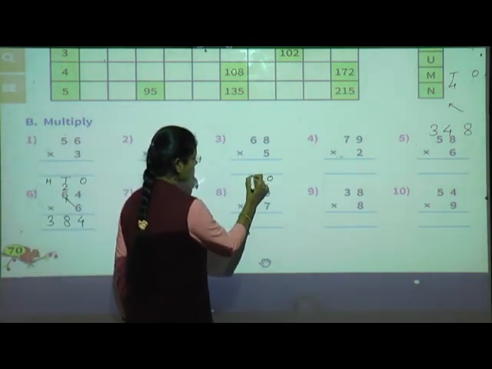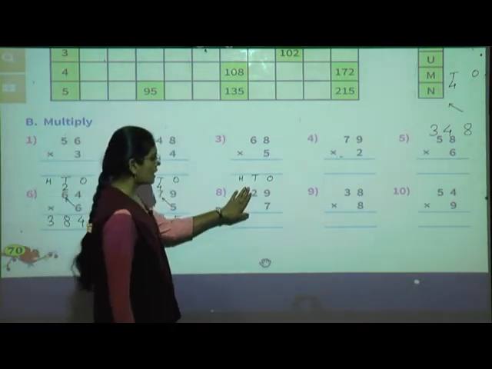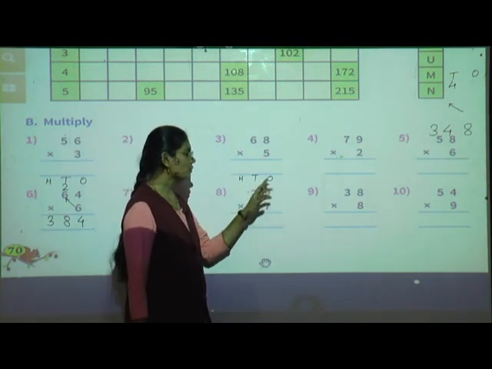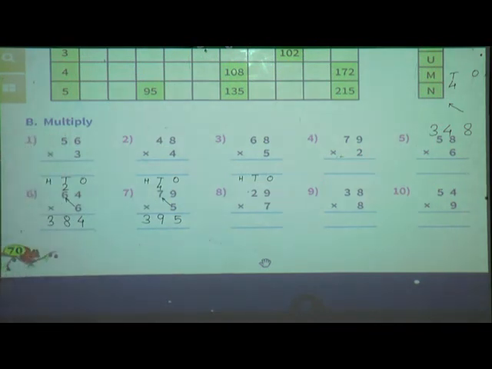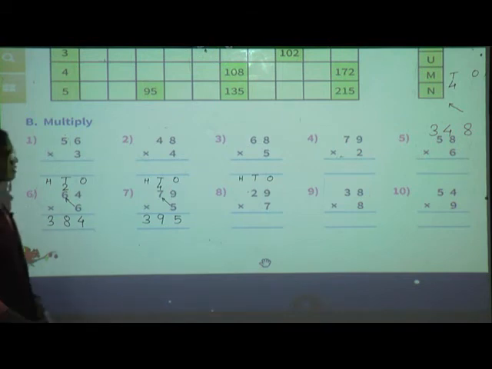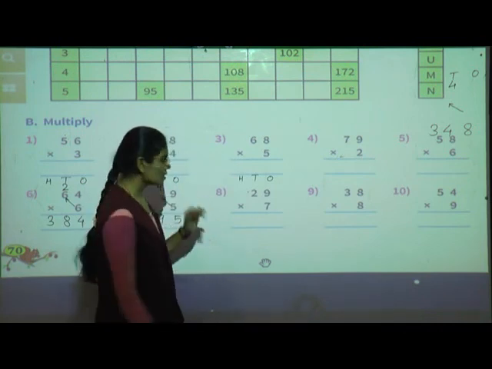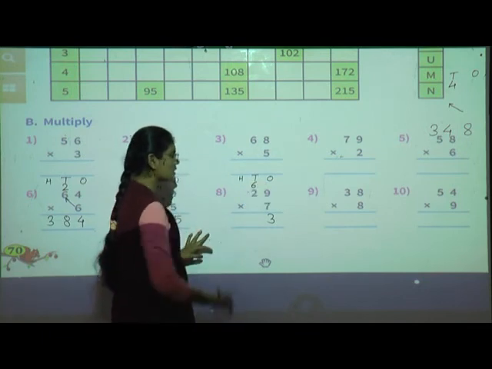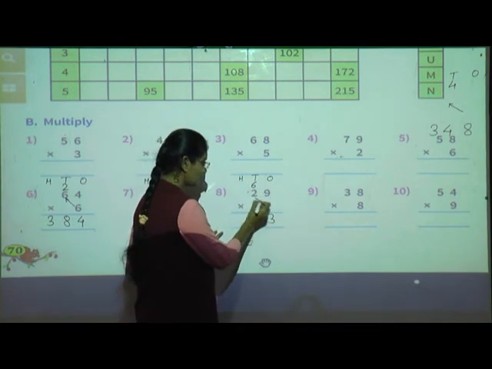Then see this next 8th one. Write their places ones, tens, and we'll mention H also. Okay. Start from the ones place. 7 into 9 ones. 7 nines are 63. So 63 ones is equal to 6 tens 3 ones. So at ones place we'll write 3 and we will give 6 as a carry to the tens place. Okay. Then we'll move to the tens place.